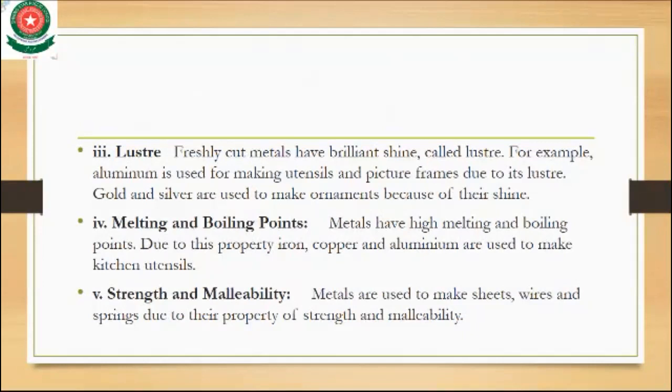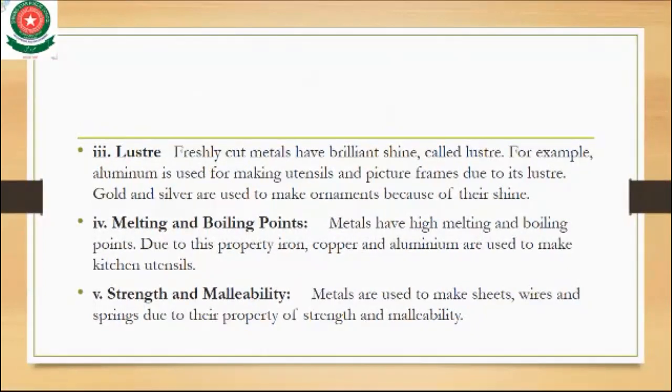Aluminium, which is used for utensils and picture frames, is used due to its luster. Gold and silver also have a very brilliant shine. That's why we use them for making ornaments.